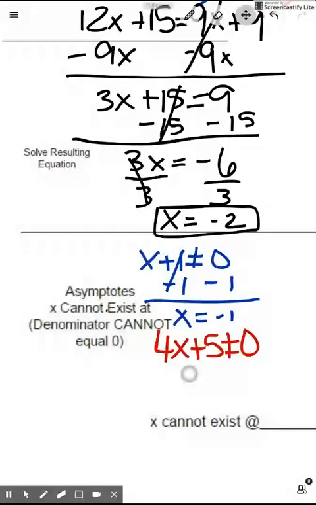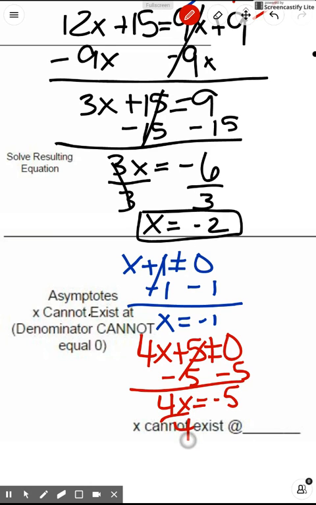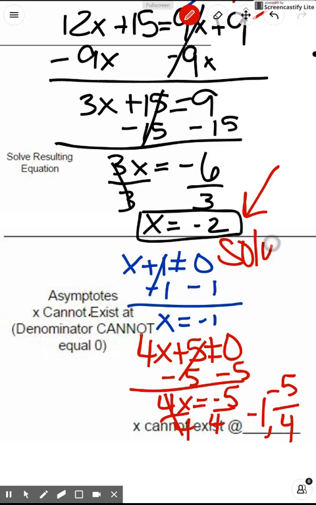Okay, and I'm going to solve this. So I have minus 5 on each side, and then I've got 4x is equal to negative 5, and I'm going to divide by 4. So my two places it cannot exist are negative 1 and negative 5 over 4. And since my actual answer of negative 2 was not one of those, negative 2 is a solution. Yay.